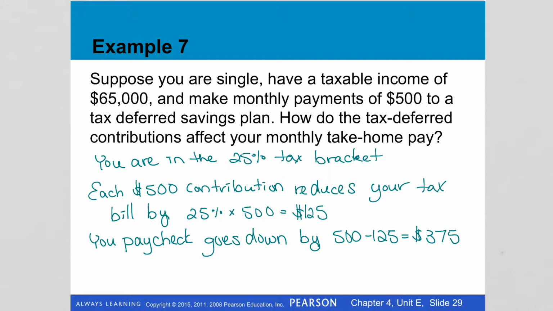Since it's tax deferred, it's taken off the top before it applies to taxes. So you're putting $500, you're getting $500 in this plan that you can pull from, but it's really only taking $375 off your check because you're saving the money that would have gone to taxes.